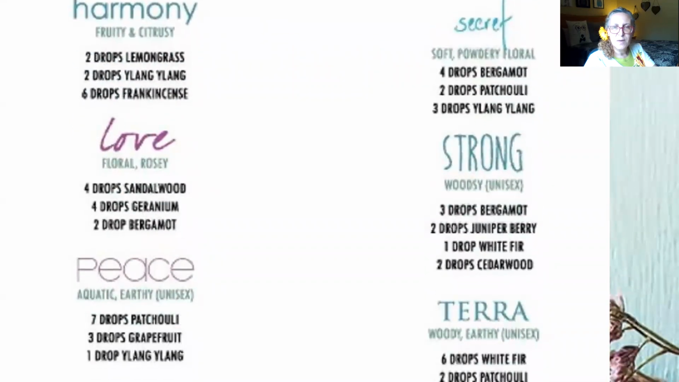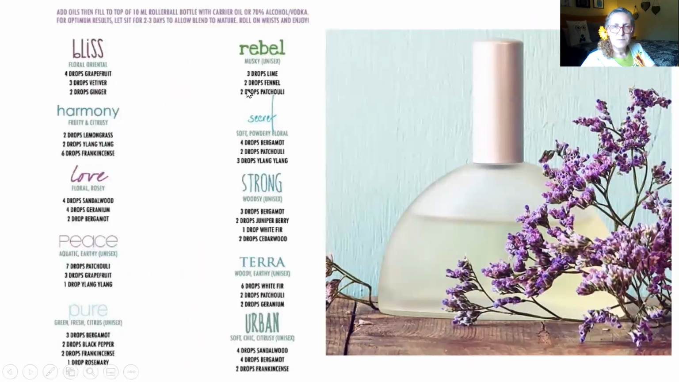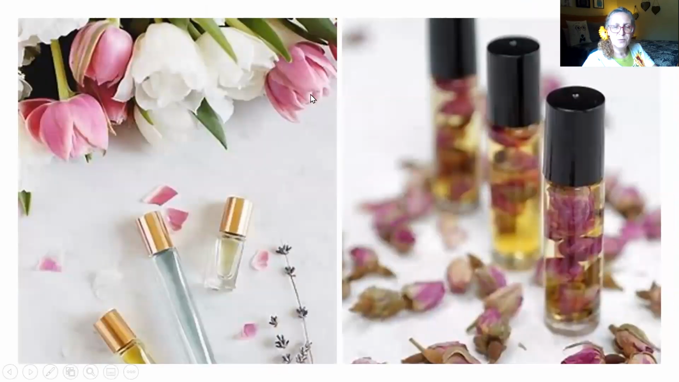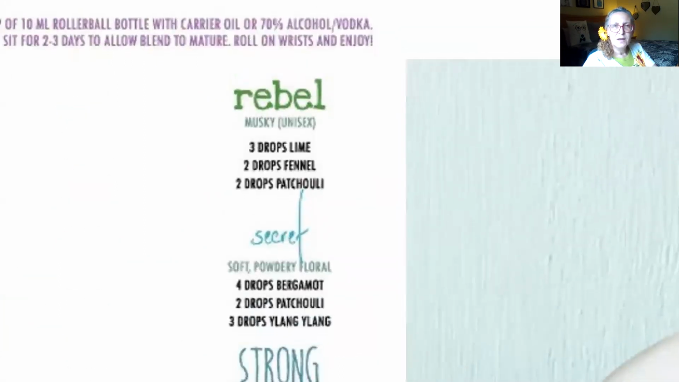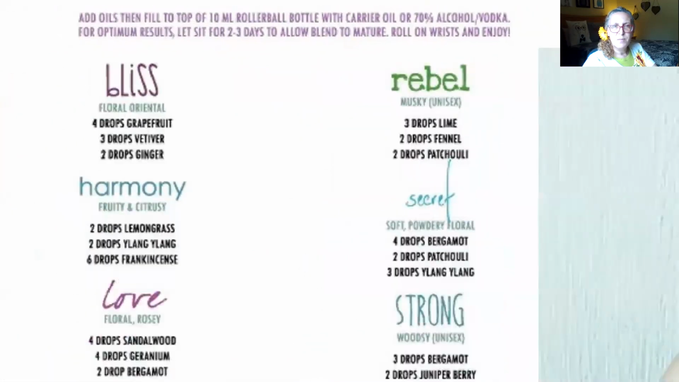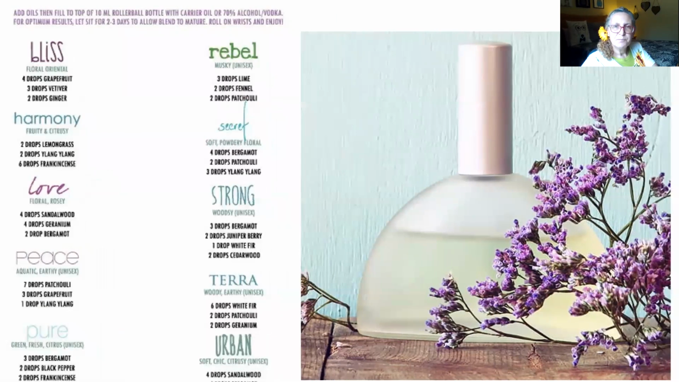So here's some other nice perfume blends. Put them in a roller bottle. This one here says you can put alcohol, but I usually don't put the alcohol unless I'm making like a hand sanitizer. I just don't want to spray alcohol on me. So I usually put like witch hazel, or you could even just put water in there as well, or a fractionated coconut oil. All right.